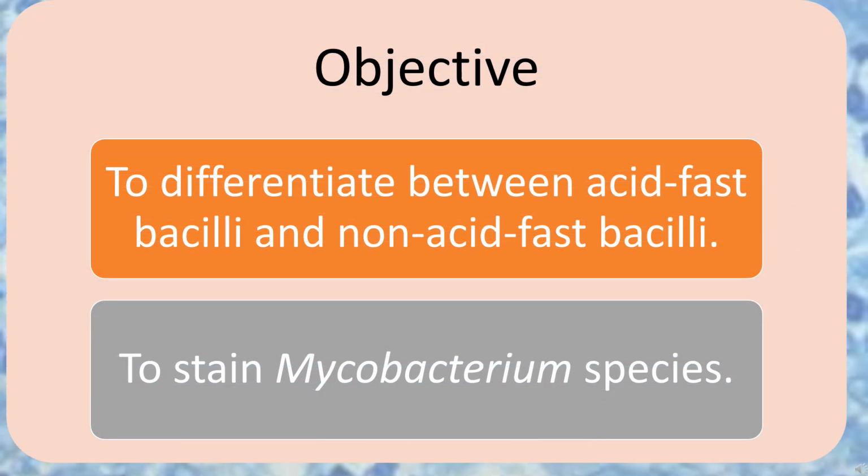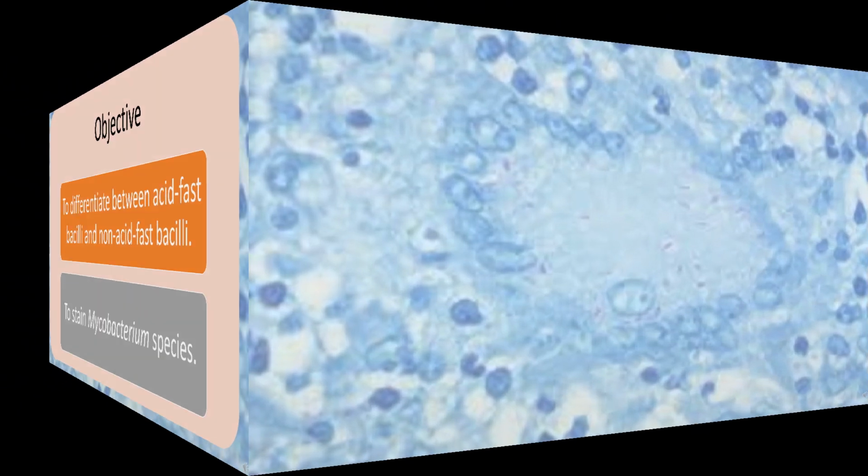So, the objectives of the Ziehl-Neelsen staining are to differentiate between acid-fast bacilli and non-acid-fast bacilli, and to stain Mycobacterium species.